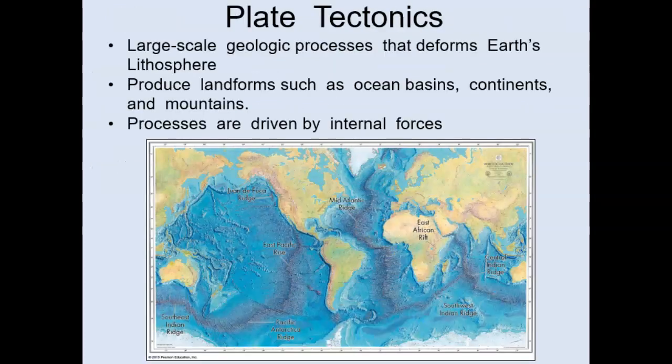All right, so plate tectonics itself is a process. It's a large-scale geologic process that deforms the Earth's lithosphere. So by deforming the Earth's lithosphere, it causes landforms such as large ocean basins, like this one that you're seeing here, like continents, like this one that you're seeing here, like mountains, for example this one, or again the mountains could either be oceanic, like the one that you are seeing here, this is a big ridge, or they could be continental, like the Rockies that you're seeing right here.